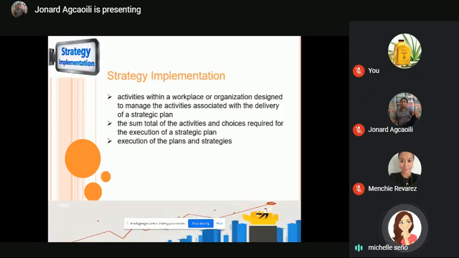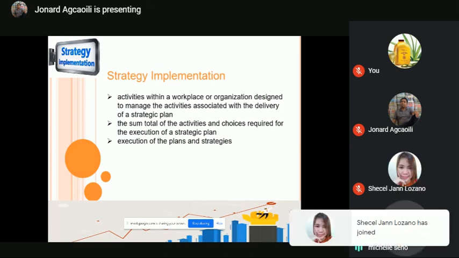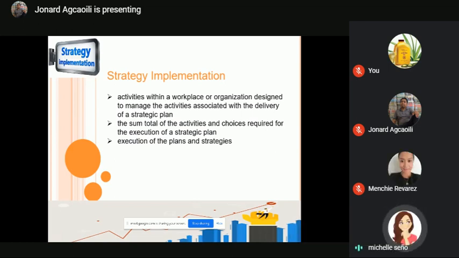So what is strategy implementation? It is the activities within a workplace or organization designed to manage the activities associated with the delivery of a strategic plan, or the sum of the total activities and choices required for the execution of a strategic plan. In short po, ito po yung mga executions po ng ating plans and strategies.